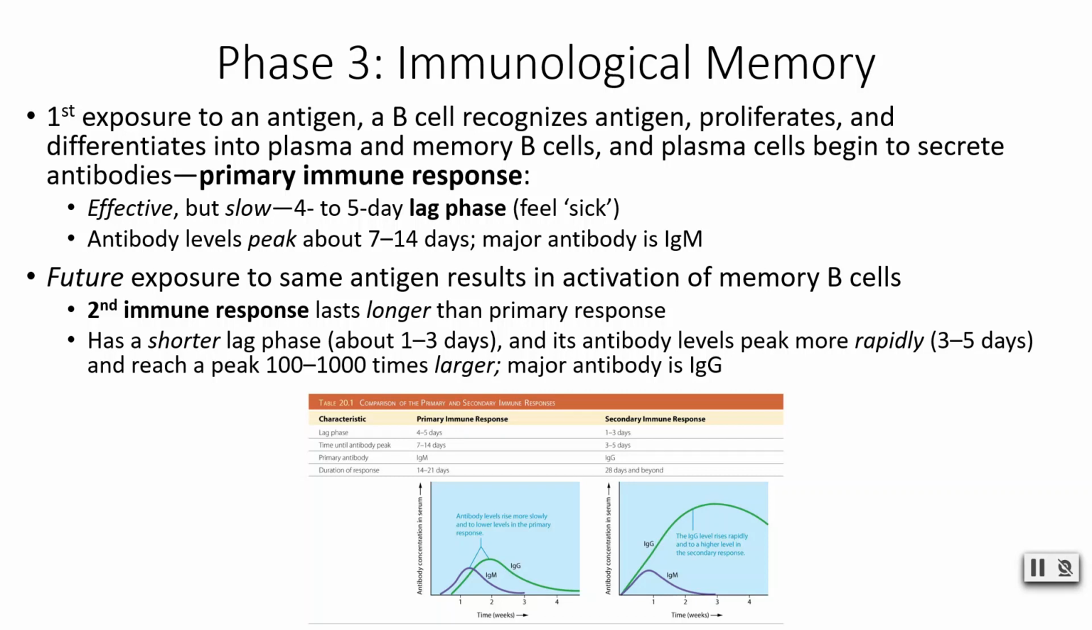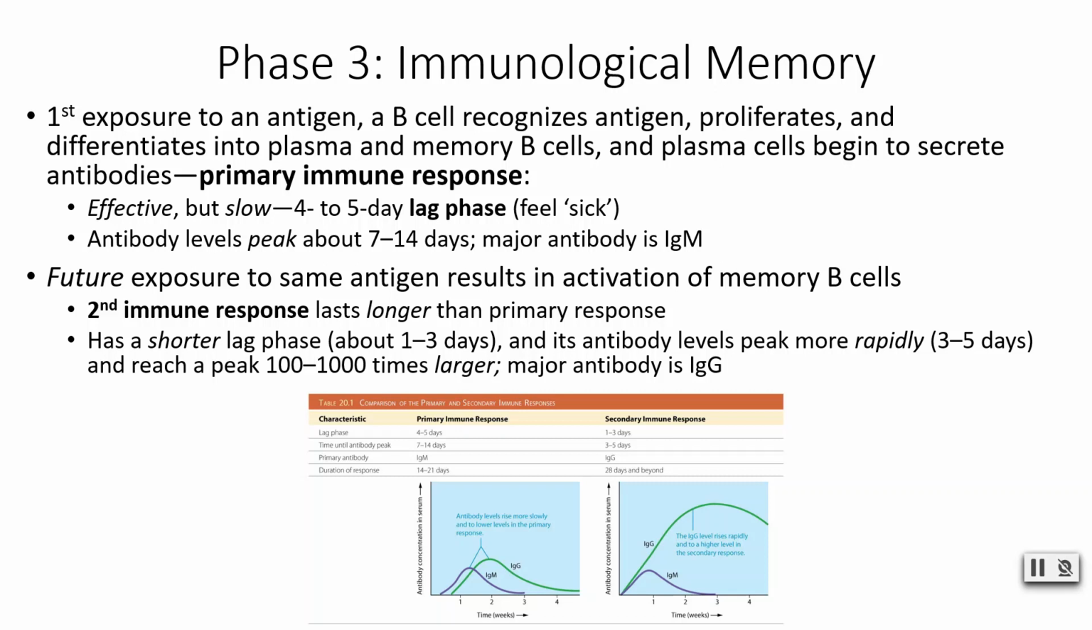We do pretty good. It's pretty effective, but it's kind of slow. It takes 4 to 5 days for all this to happen, and we call that the lag phase, and that's when you're really going to feel sick. Okay, so you might feel kind of icky for several days. Antibody levels don't peak until about day 7 through 14, and your major antibody is going to be that IgM that we just mentioned. So you could feel kind of icky for up to 2 weeks.